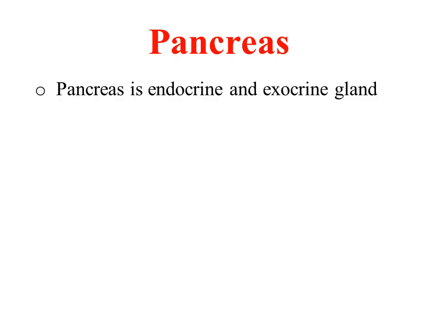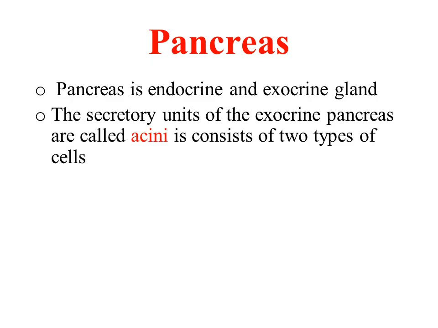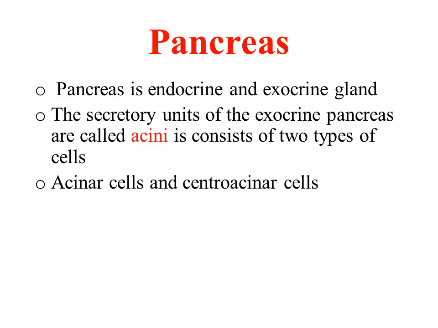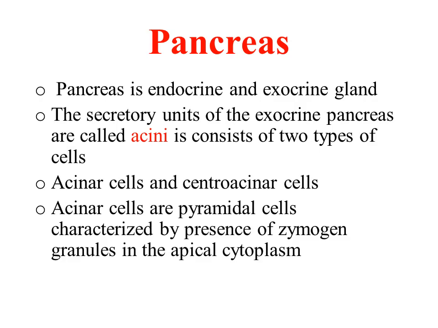The pancreas has an endocrine and an exocrine portion, as I said. The secretory unit of the exocrine portion of the pancreas is called the secretory acini. It consists of two types of cells, acinar cells and centroacinar cells. Acinar cells are pyramidal cells characterized by the presence of zymogen granules in the apical cytoplasm.